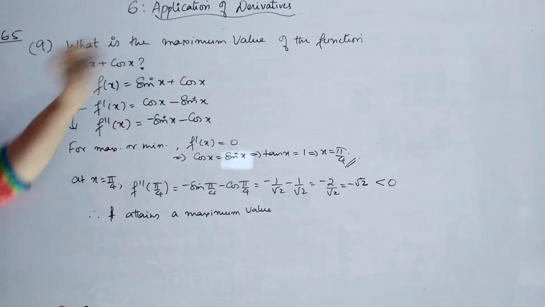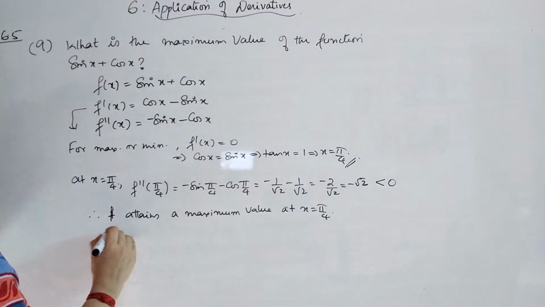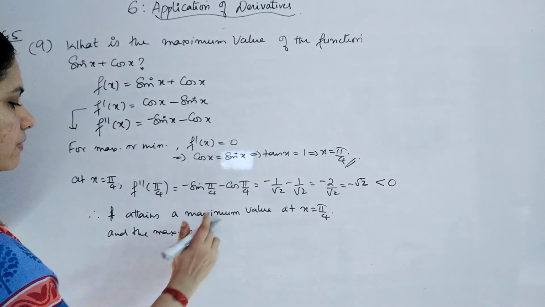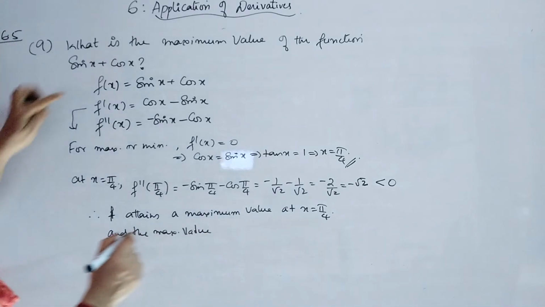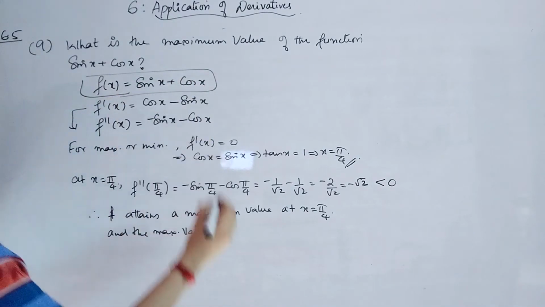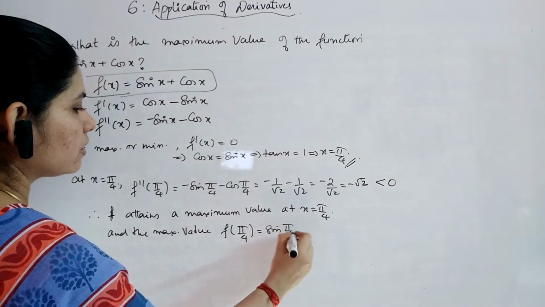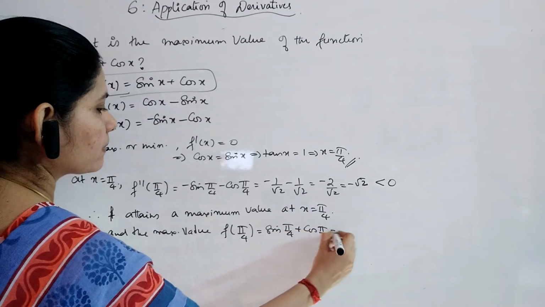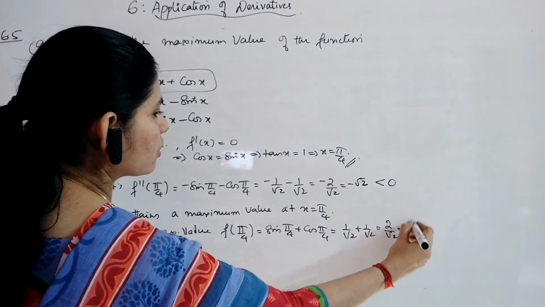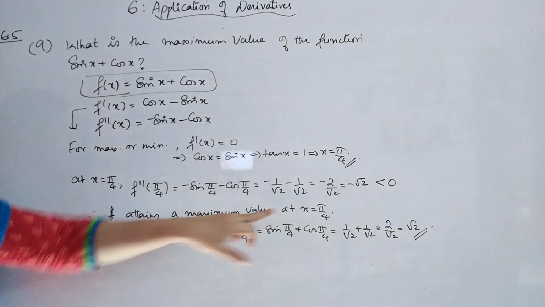What is the question? What is the maximum value? Maximum value at x equal to pi by 4. And how will you find out the maximum value? You have to substitute the value pi by 4 in the given function. So the maximum value is f of pi by 4, that is sine pi by 4 plus cos pi by 4, which is 1 by root 2 plus 1 by root 2, which is 2 by root 2 or root 2. So root 2 is the maximum value and it is at the point x equal to pi by 4.